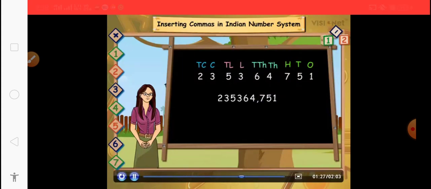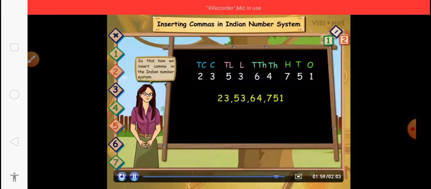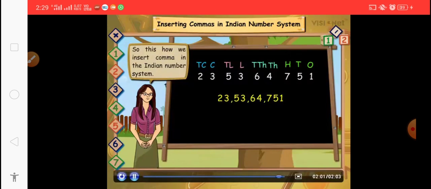This means that the first comma is put after the hundreds digit starting from the right side of the number. Second comma we put before thousands period, that is after two places from the first comma, here we put it. Third comma we put after lakhs period, that is after two places from the second comma as shown. So we get the number as 23,53,64,751. So this is how we insert comma in the Indian number system.